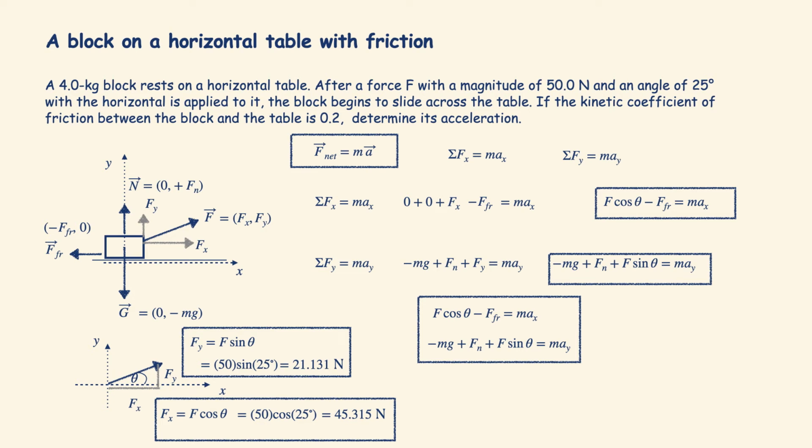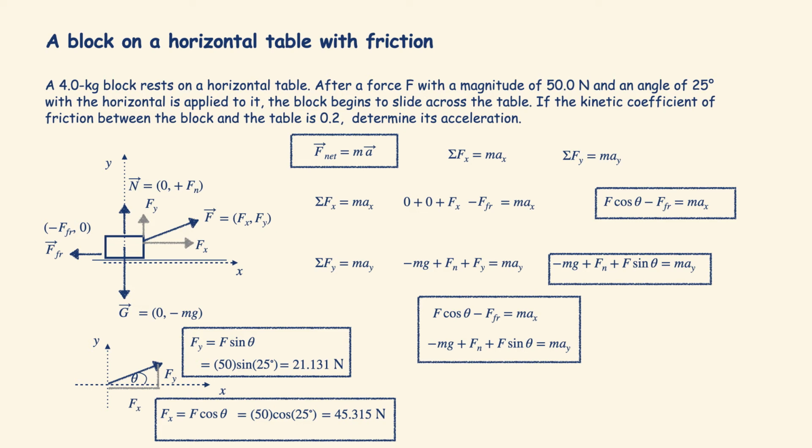For the x, I had F cosine theta minus F friction has to be max, and for the y, I had minus mg plus Fn plus F sine theta is equal to may. Now I have extra variables. I don't know what the frictional force is. Technically, I still don't know what the normal force is.